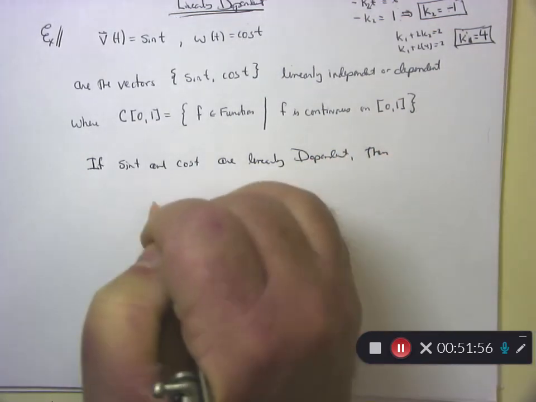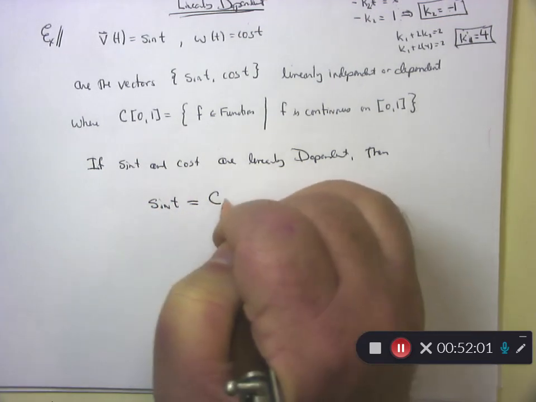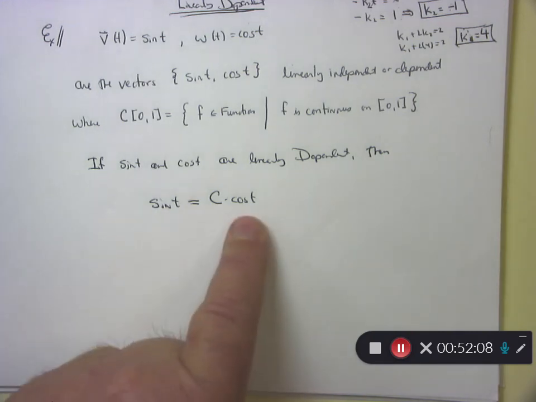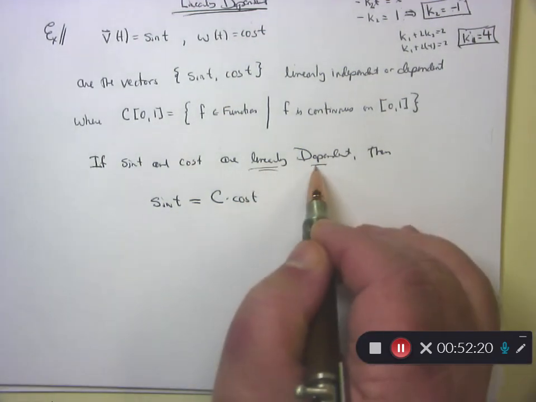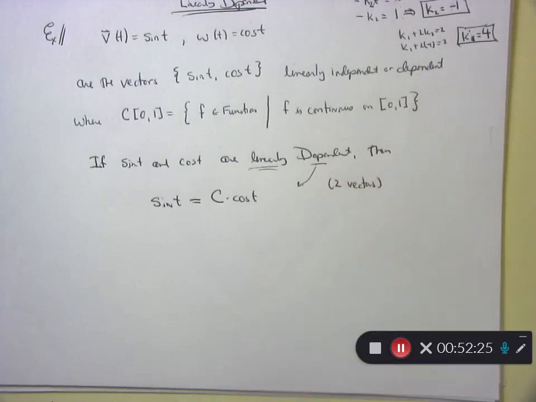then you can take sine of t and that will be equal to some constant c times the cosine of t. Because I only have two vectors, that makes it a lot easier. I can write one vector as a linear combination of the other vector, which means it has to be a constant times the other vector. That's what it means to be linearly dependent. Again, with two vectors, this is what I have. Once I have three vectors or more, I have to write this combination of equations. But with two vectors, it's basically whether one vector is a linear combination of the other.